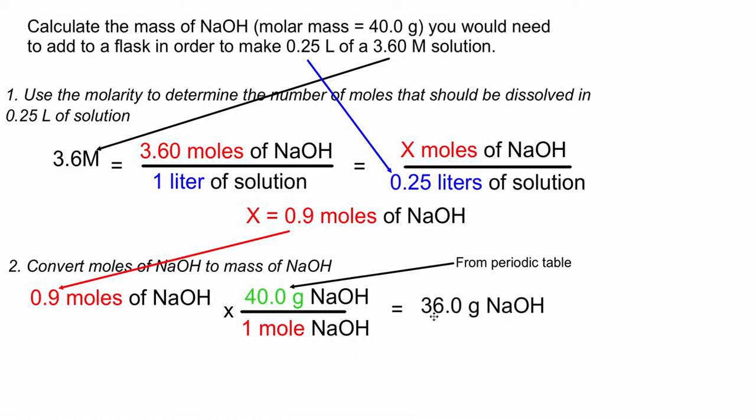So now you would go get your scale, weigh out 36 grams of sodium hydroxide, take your 0.25 liter, 250 milliliter flask, fill it about halfway with water, dump in your 36 grams, swirl it, dissolve it, and then top it off. Fill it all the way up to the 0.25 liter, or the 250 milliliter mark, and then you're all set. You have a 3.6 molar solution that has a volume of only 0.25 and not 1 liter.